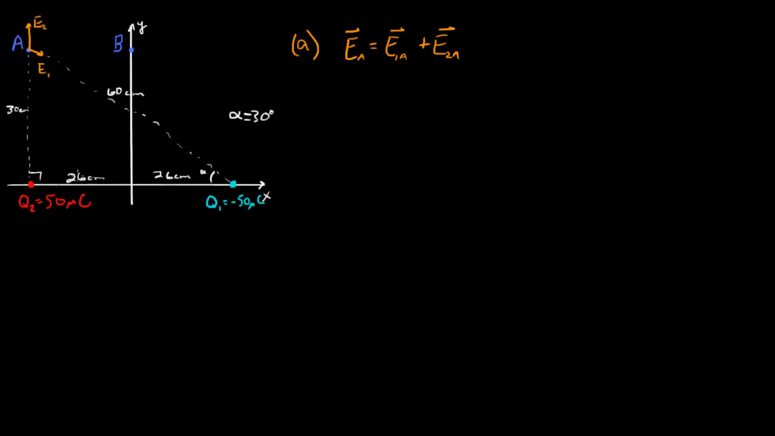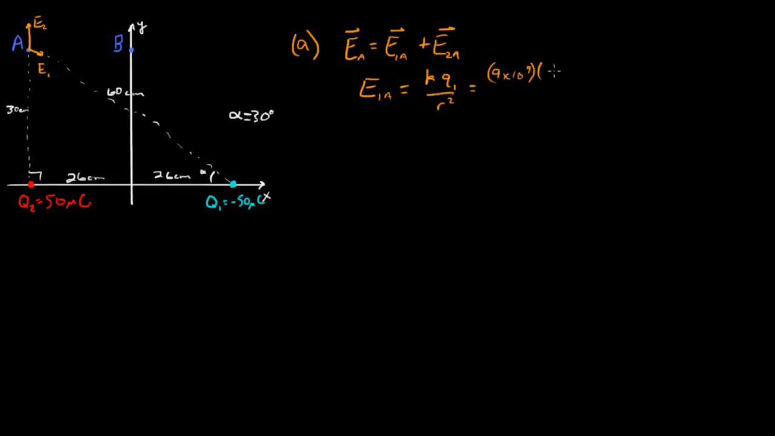All right, so let's find the length of E1 at A. If you remember, the equation is just K times the charge, this is Q1 that we want, over the distance separating those two points squared. So K is 9 times 10 to the 9th. I'm not going to worry about units. I just know it's going to work out to be newtons per coulomb. That's the units of electric field.